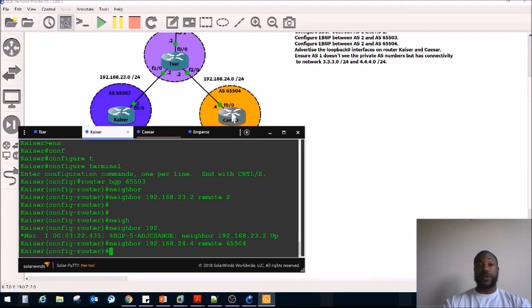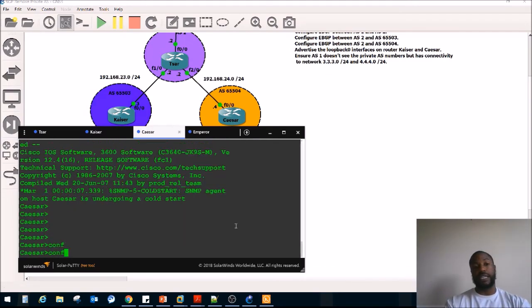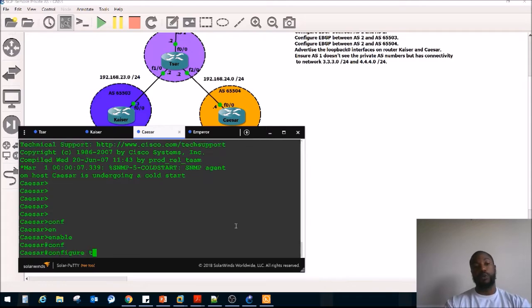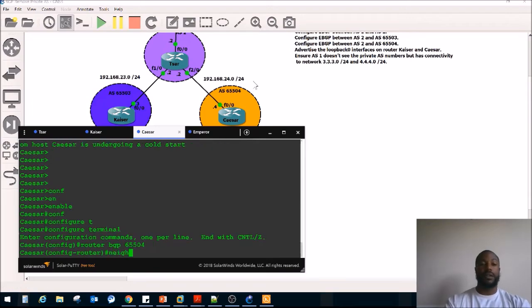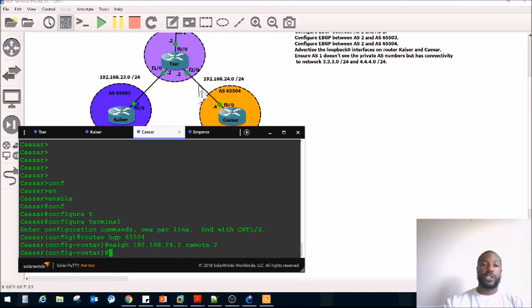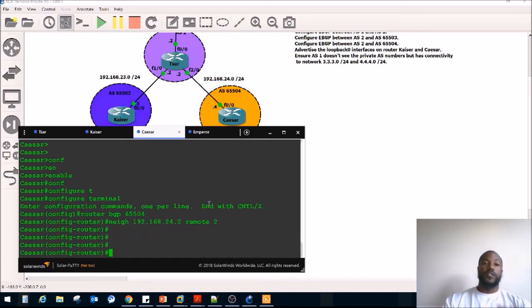Now we're going to go into Caesar and do the same thing. Privileged exec mode, global config mode, router BGP. He sits in AS number 65504. His neighbor is Czar, who sits at 192.168.24.2. The remote AS is AS2. Now BGP should come up between these two. So now BGP should theoretically be configured between all four routers.